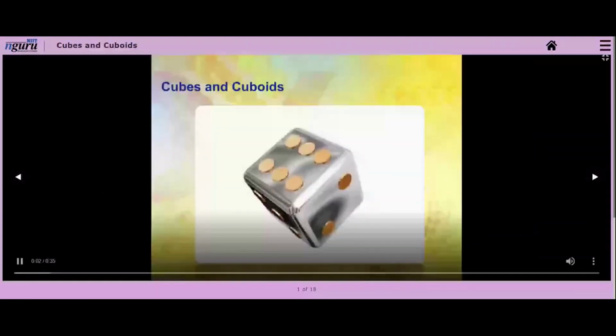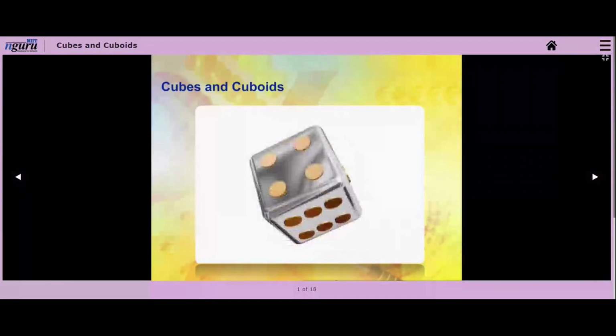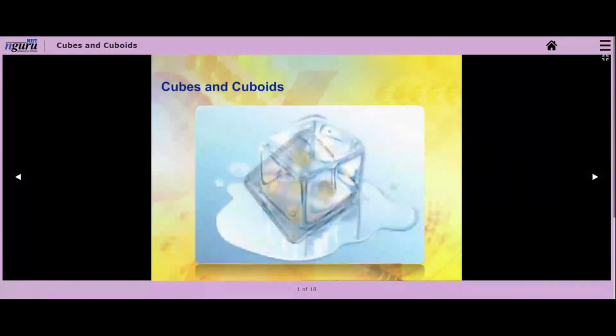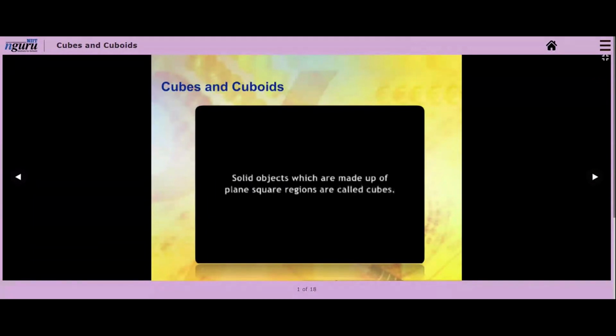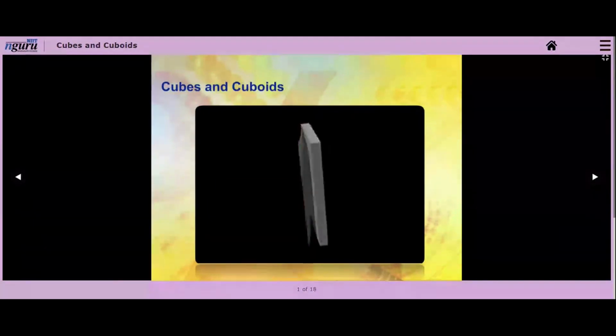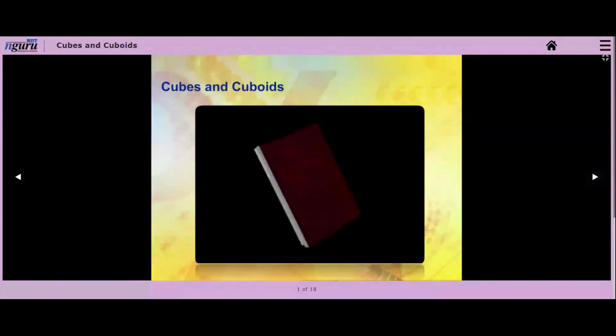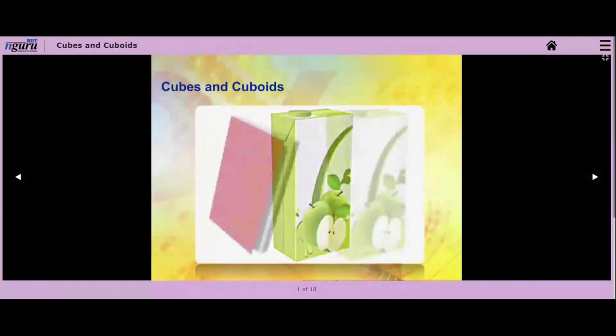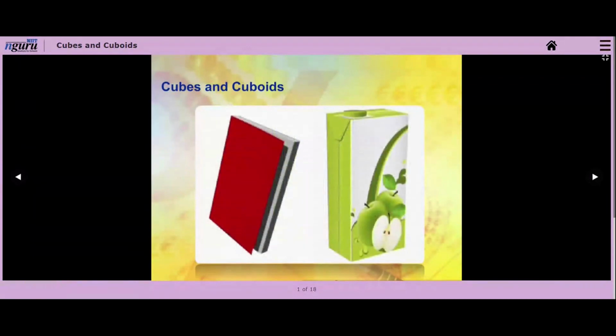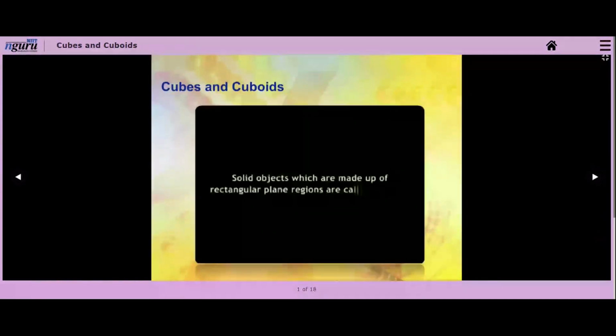In our everyday lives, examples of cubical objects include a dice, an ice cube, and a box. Solid objects, which are made up of plane square regions, are called cubes. Similarly, some examples of cuboidal objects include a book and a juice carton. The shapes of these objects lead us to the conclusion that solid objects, which are made up of rectangular plane regions, are called cuboids.